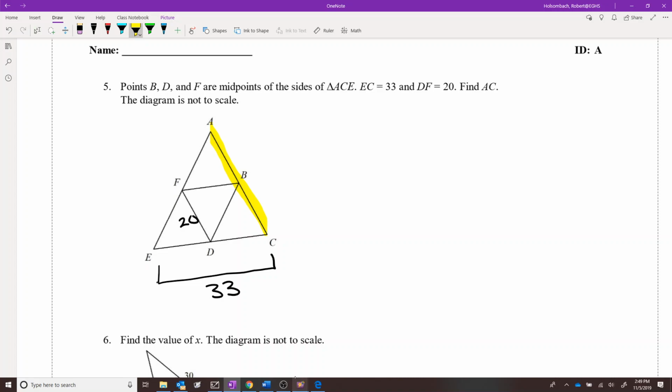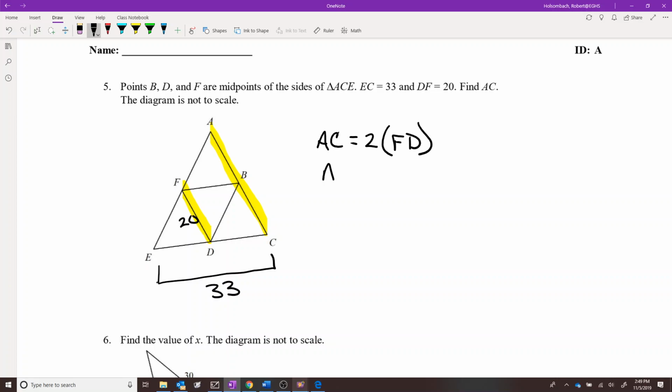Side AC in this case is parallel to side FD, because F and D are midpoints, which makes FD a mid-segment. AC is going to be equal to 2 times FD. So AC is going to be equal to 2 times 20. So your AC is going to be equal to 40.